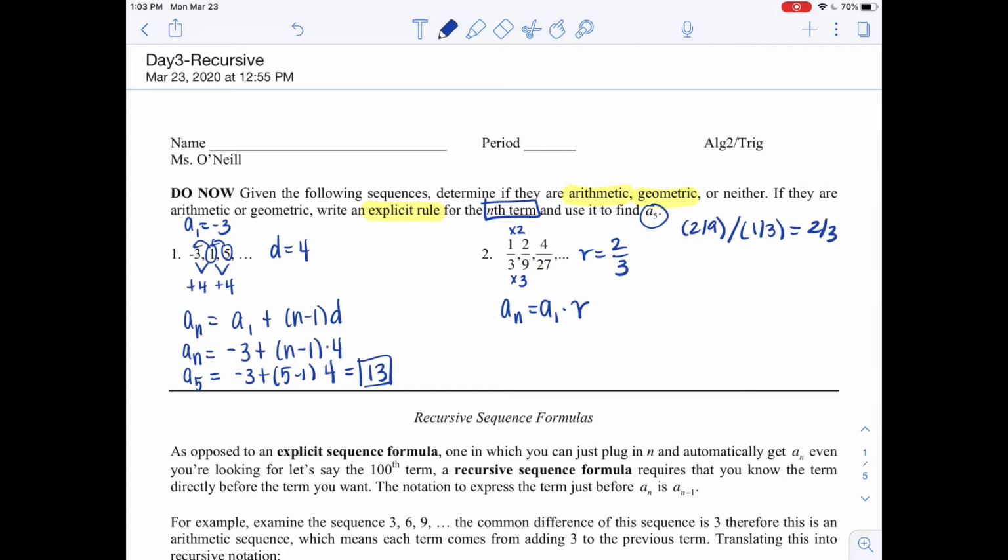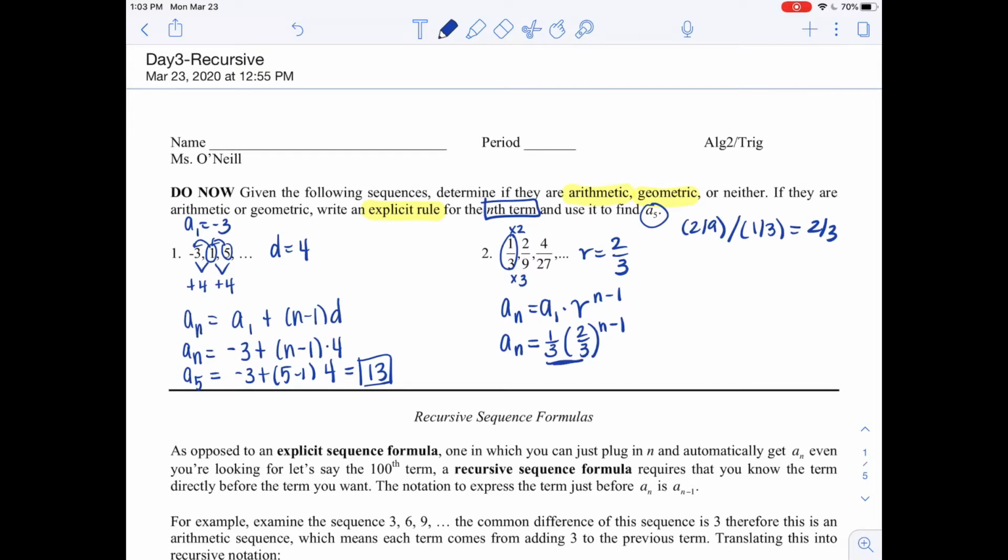Okay, so for a geometric sequence, the rule was a sub n equals a1 times r to the n minus 1. Okay, so if I need to make the nth term rule for this problem, my first term is 1/3. That's the first term in the sequence. My common ratio is 2/3 raised to the n minus 1. Remember, you never multiply these two numbers together. That defies order of operations. You have to always do an exponent before you do multiplication. If I now need to find the fifth term here, I would plug in 1/3 times 2/3 raised to the 5 minus 1, and that comes out to be 1/243.